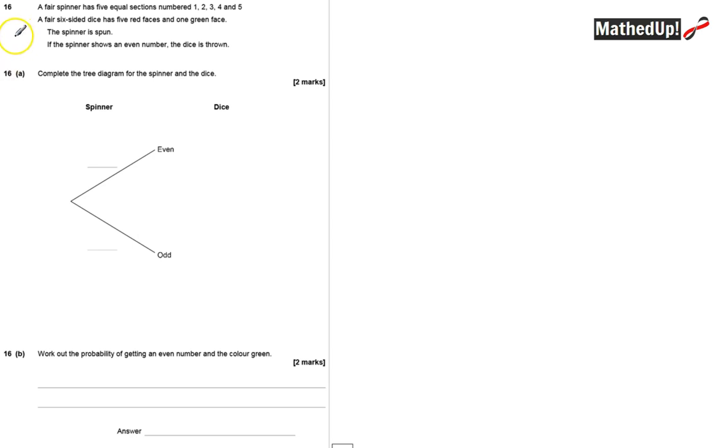Question 16. A fair spinner has 5 equal sections numbered 1, 2, 3, 4 and 5. A fair 6-sided dice has 5 red faces and 1 green face. The spinner is spun. If the spinner shows an even number, the dice is thrown. We need to complete the tree diagram for the spinner and the dice. So first of all, if we take this information here, the spinner is spun. If the spinner shows an even number, the dice is thrown. So it's only going to be thrown if we get an even number.